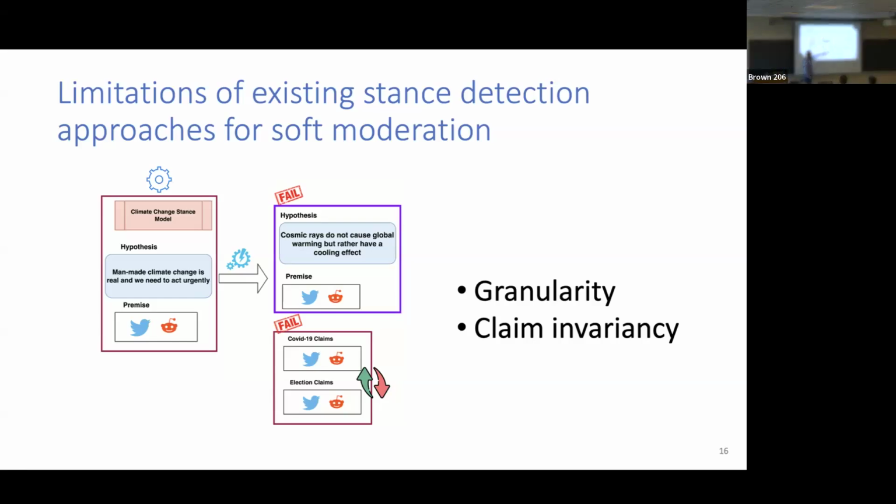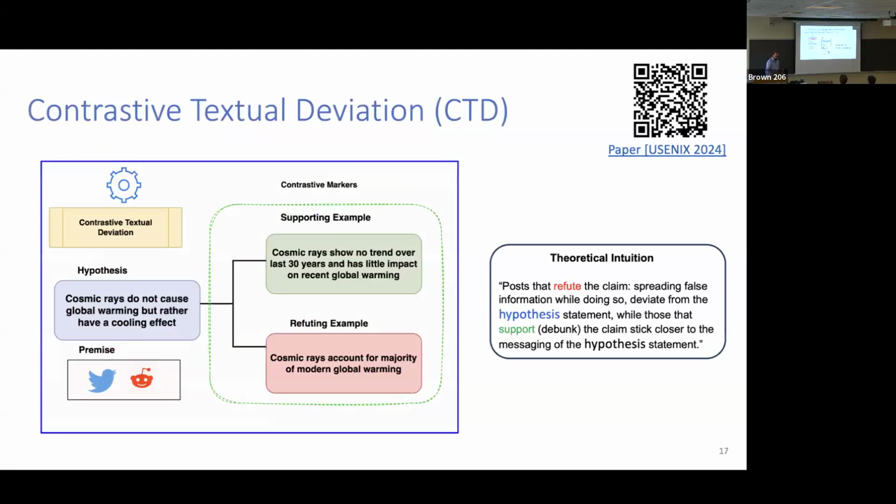Also, they are not claim invariant. We want our model to work on different claims that we haven't seen before, and most importantly, to work on different platforms with different characteristics and different affordances. Typically, tweets are very short. On Reddit, you have much longer posts. Will that generalize? So what we did was develop a new technique called contrastive textual deviation.